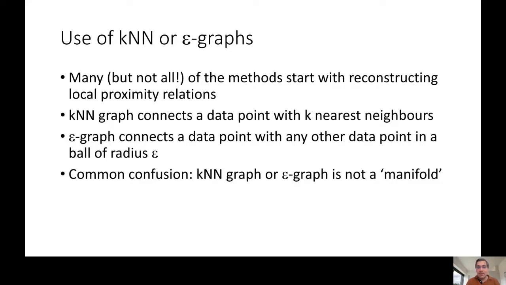But the manifold can be somehow, let us say, distilled from the structure of a KNN graph or epsilon graph. In particular, a KNN graph might help to define, or to approximate, the geodesic distance on the manifold, and this might help to recover the manifold structure in the data.